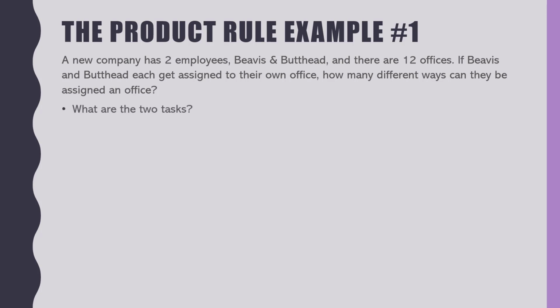So what are the tasks, right? We're talking about this can be broken down to 2 tasks. What are the 2 tasks? Where Beavis can be and where Butthead can be. Yeah, assigning an office to Beavis and assigning one to Butthead, right? Very good. All right.